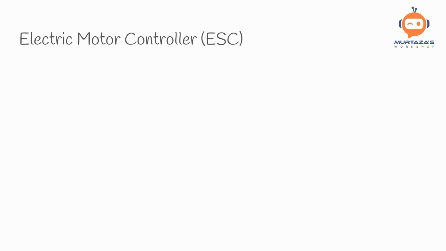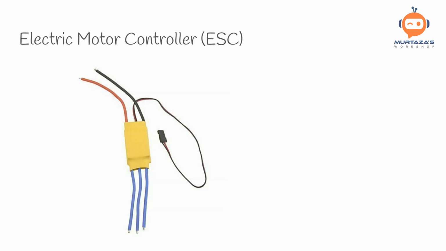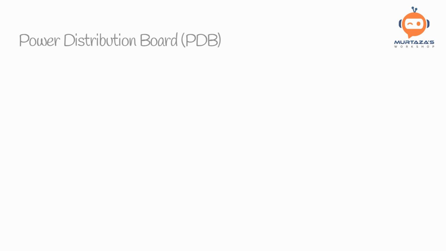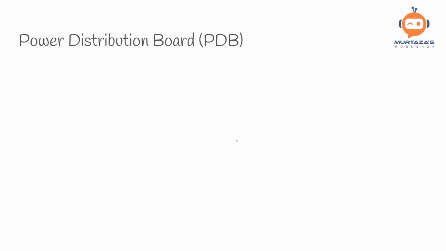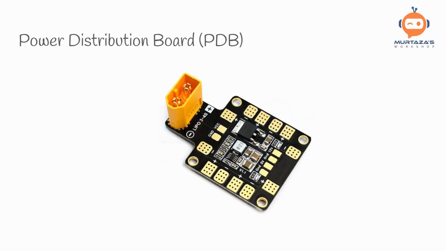The electric motor controller or the ESC is what controls the speed of the motors. They convert the DC signal from the battery to AC signal for the motor. You can have separate ESC for each motor or a single board with multiple ESCs on it. Power distribution boards allow battery to power all the components, including the motors and the flight controller.